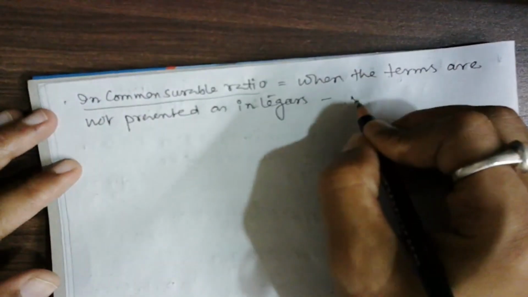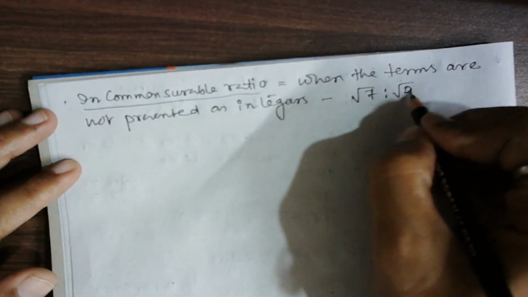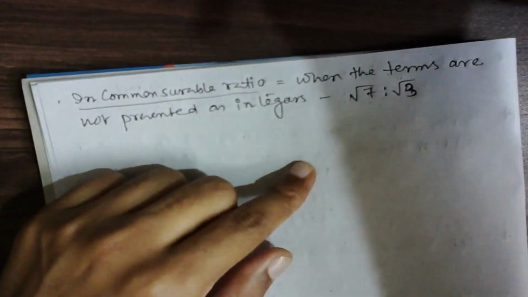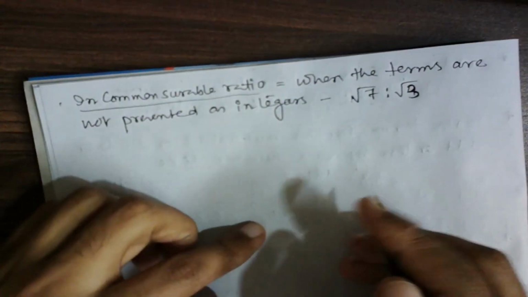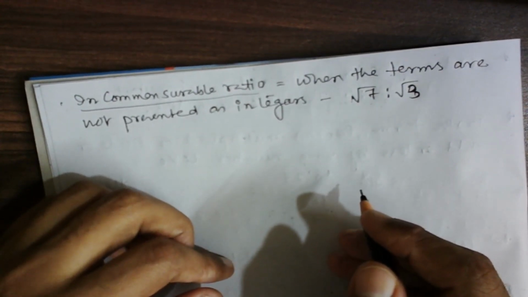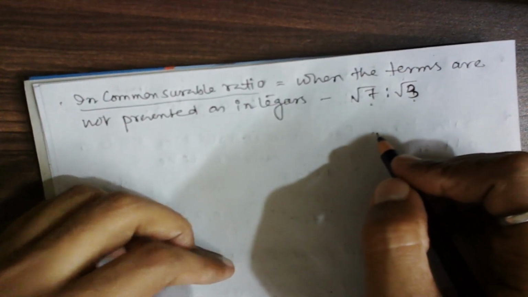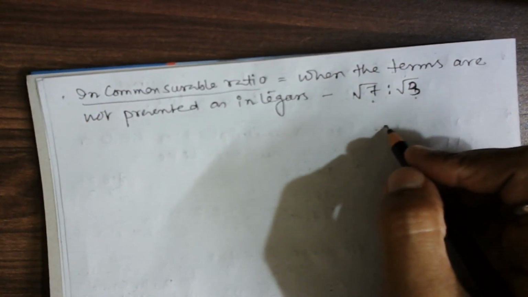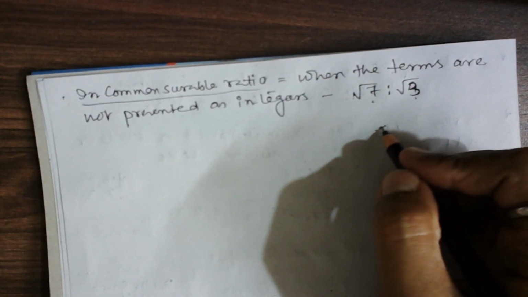Like, let's say root 7 is to root 3. If you calculate this, it will give you a different answer. Take root 7, the answer will be 2.64. So it is not an integer, because an integer cannot be a fraction, correct? So root 7 is to root 3 is an incommensurable ratio because it comes out as a fraction. These are the basic viewpoints, we have covered it. Till now everyone is clear, guys?